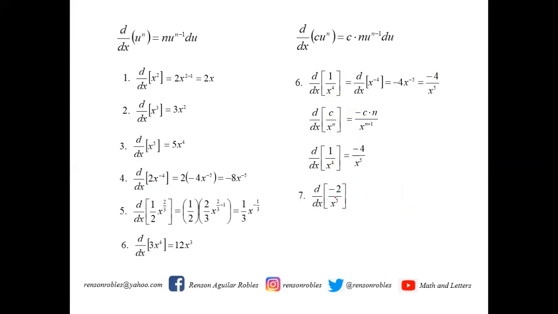Say we have negative 2 all over x raised to the 5th power. This is equal to 5 times negative 2, which is negative 10, all over x. Then you add 1, so that's to the 6th power. And then you change the sign. So that will become positive 10 all over x to the 6.